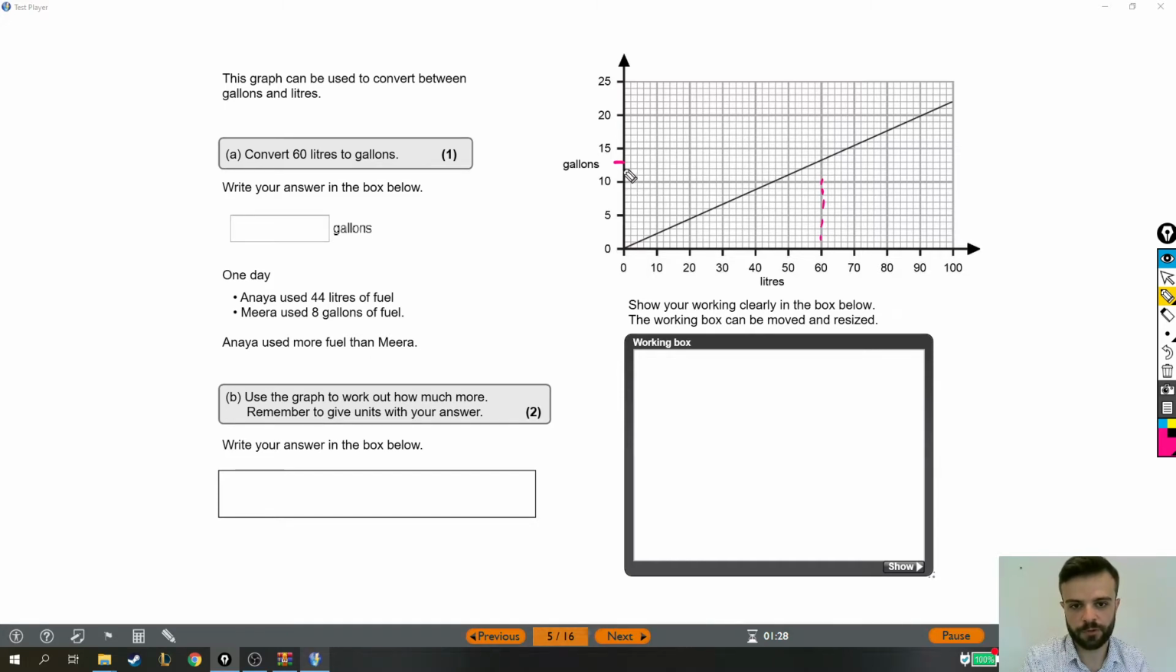Because there's 5 squares between 10 and 15, each square has to be 1, which makes this number 13. So 60 litres is 13 gallons.